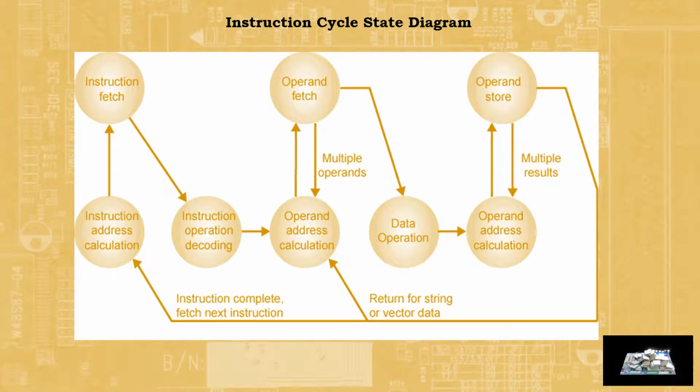Operand fetch: fetch the operand from memory or read it from input-output. Data operation, that is DO, performs the operation indicated in the instruction. OS, that is operand store, writes the result into the memory or out to input-output.